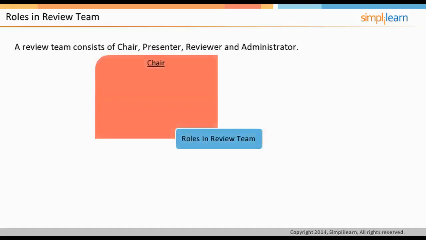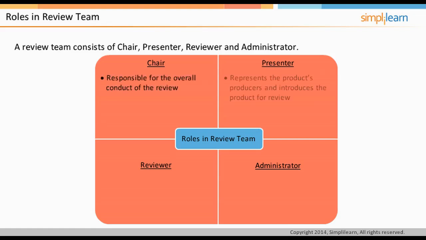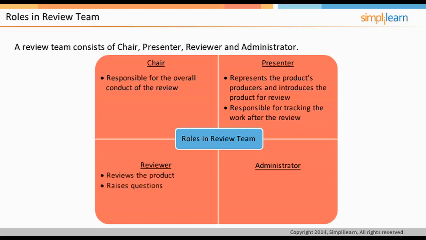A review team consists of chair, presenter, reviewer, and administrator. Let us understand these roles individually. Chair. This role is responsible for the overall conduct of the review. Presenter. This role represents the producers of the product and introduces the product for review. The presenter also coordinates and tracks the work after the review, that is, applying the changes to the product agreed upon by the team. Reviewer. This role reviews the product, raises questions, and confirms corrections and/or improvements.